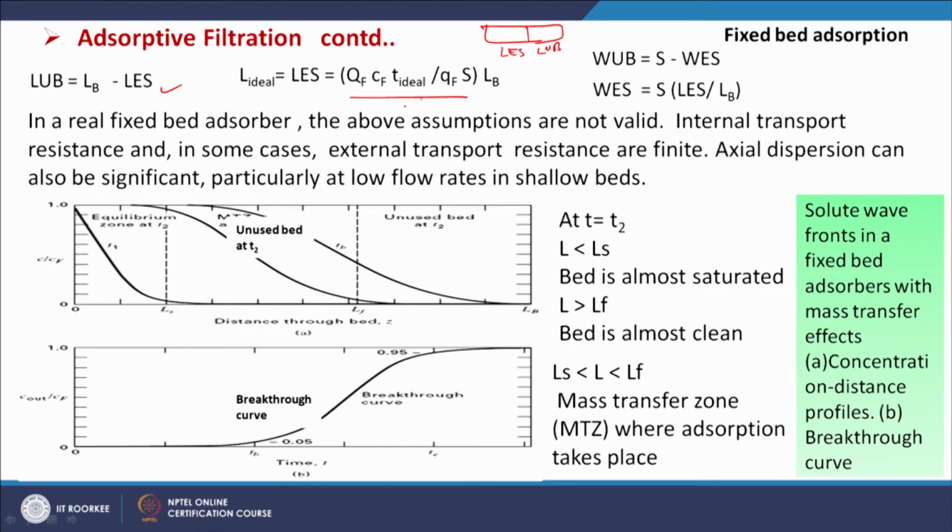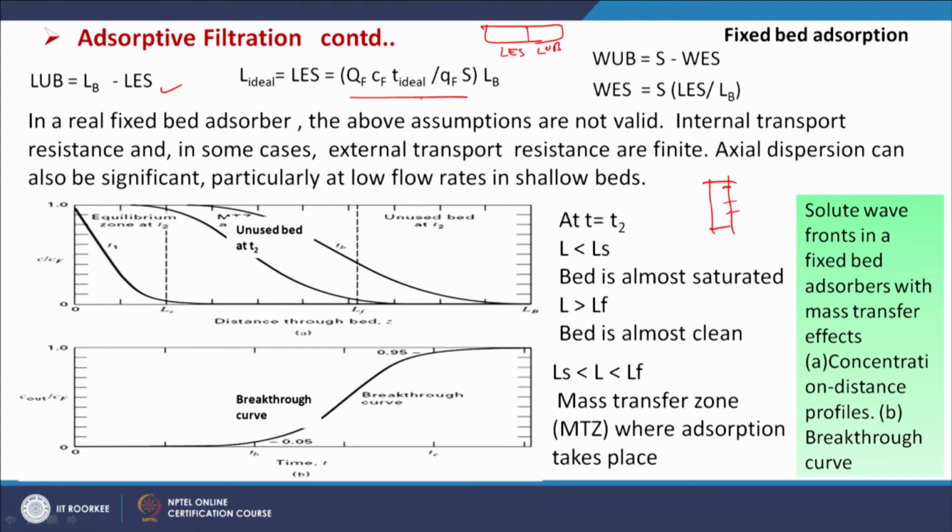In a real fixed bed adsorber, the above assumptions are not valid. Internal transport resistance and in some cases external transport resistance are finite, and axial dispersion can also be significant, particularly at low flow rates in shallow beds. So, say we have a bed here and with respect to time we are measuring the concentration. We are taking samples at different lengths, so at t equal to 0 we are taking a sample.